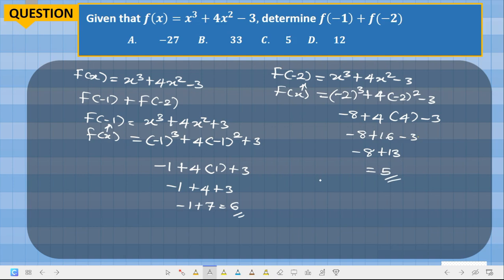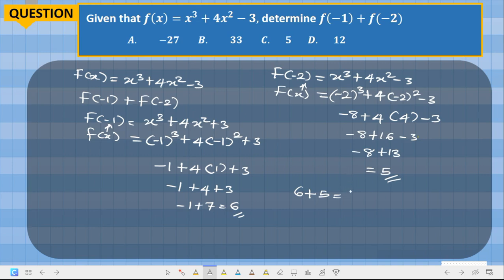So our answer to this question is supposed to be 6 plus 5. And that's supposed to be, I think, 11. Okay, no, yeah, it's correct.